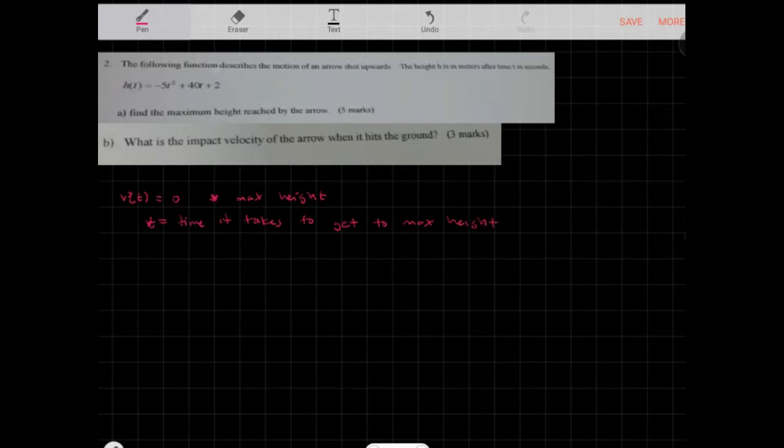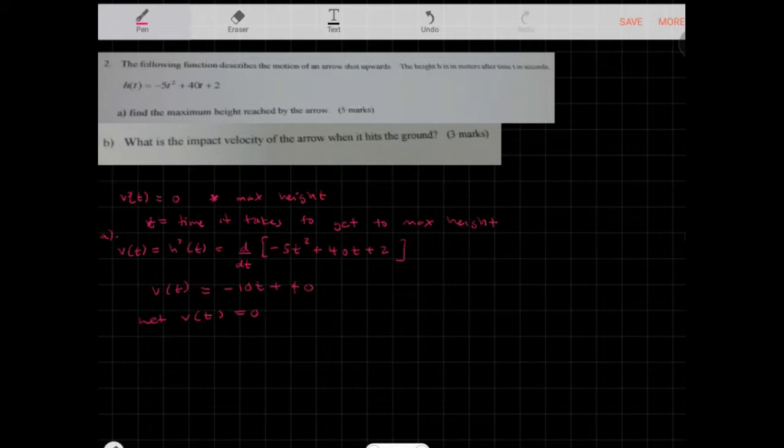So right now we have the position function. h of t is just position on the y-axis because we're moving up or down. The velocity function is the first derivative of h of t. So h prime of t is the derivative with respect to time of negative 5t squared plus 40t plus 2, which is negative 10t plus 40. We want to let the velocity function equal 0.